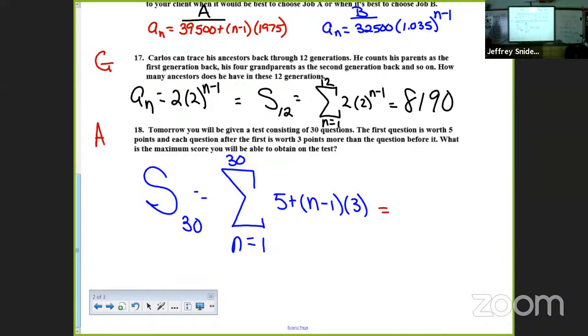That's the 30th term is 92? Yeah. Oh, so the sum, it's 1,455. How many? 1,455. That's a lot of points on a test.